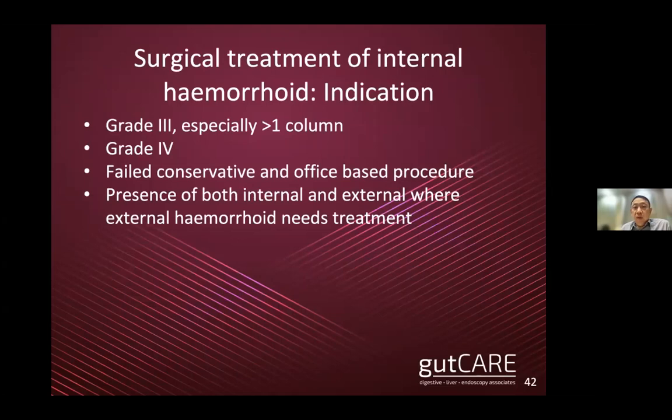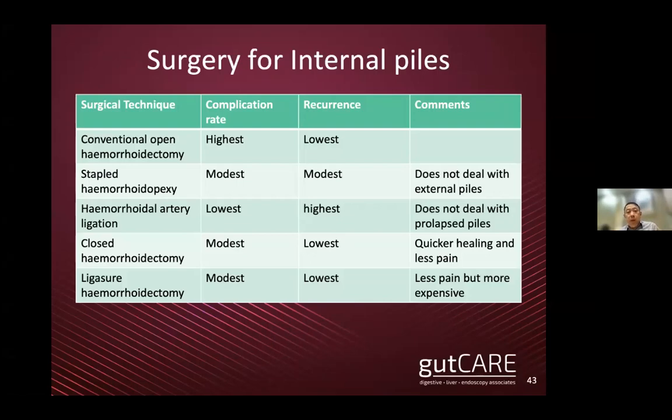For surgical treatment of internal hemorrhoids, usually we recommend for grade 3, especially if it's more than one column. Grade 4 are irreducible ones. Those that failed conservative and office-based procedures, and the presence of both internal and external when external needs treatment. So this is surgical treatment for internal hemorrhoids. What do they do for treatment for internal piles?